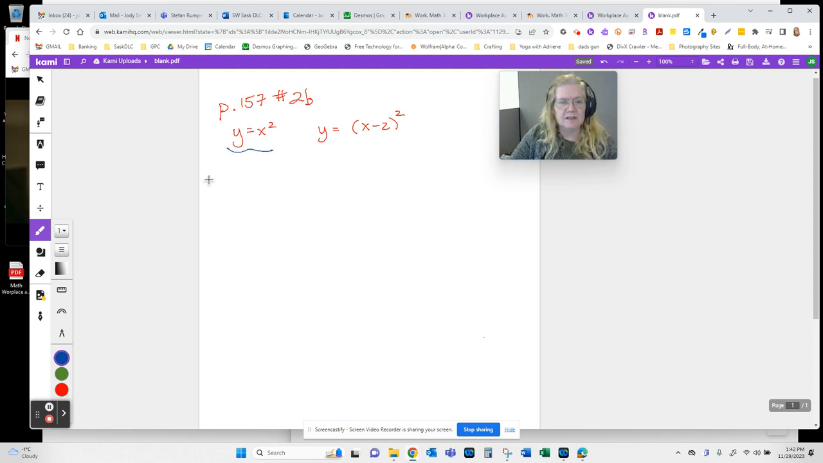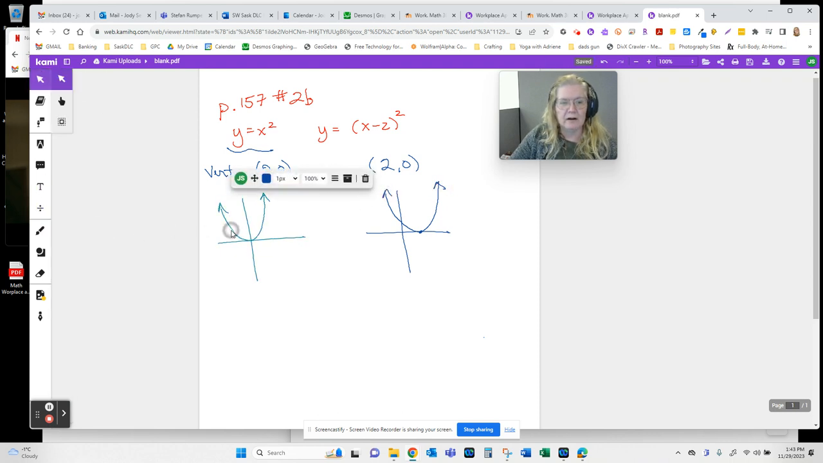And of course, we know that for this one our vertex is at 0, 0. And for this one, the vertex is at 2, 0. So that's the key difference here: y equals x squared is shifted over 2 units for the second one. If we sketch y equals x squared, we know it's basically this. Y equals x minus 2 squared at 2, 0 is going to be the same shape. So if this first parabola was a wire, I could pick it up and move it, and they're exactly the same size and shape. All that's changed is the spot that they are on the graph.